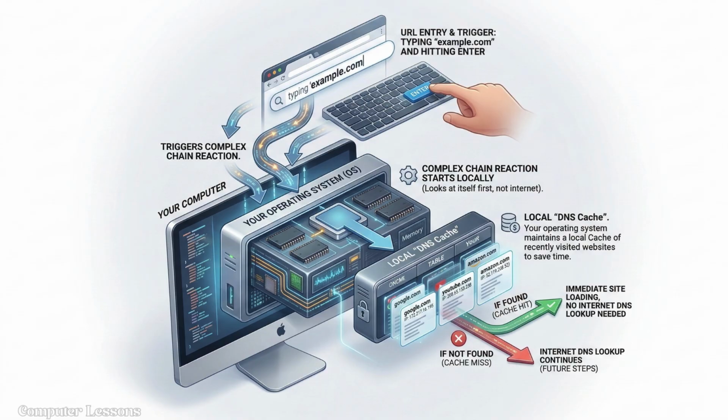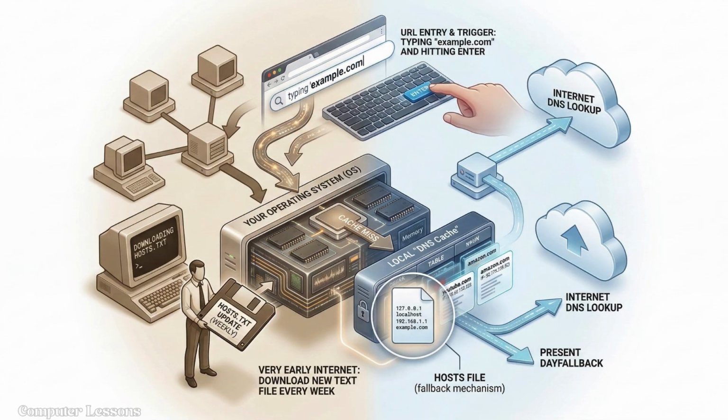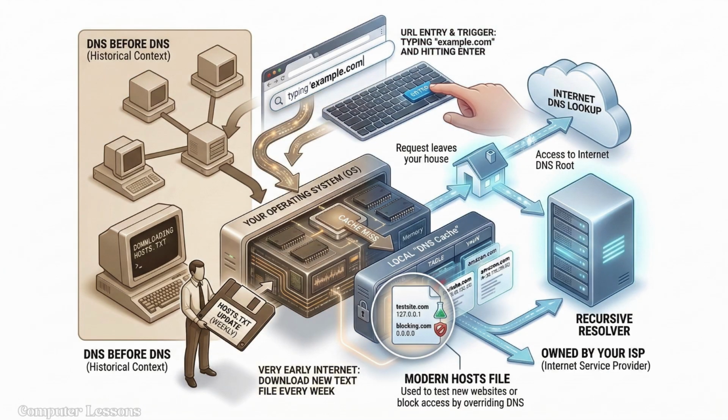Your operating system maintains a local cache of recently visited websites to save time. If the address isn't in the cache, the computer checks a special text file buried deep in your system folders called the hosts file. In the very early days of the internet, before DNS existed, this file was the only way to map names to numbers. Network administrators literally had to download a new text file every week to keep up with the growing web. Today, the hosts file is mostly empty, used only for testing or blocking specific websites by overriding the public DNS.